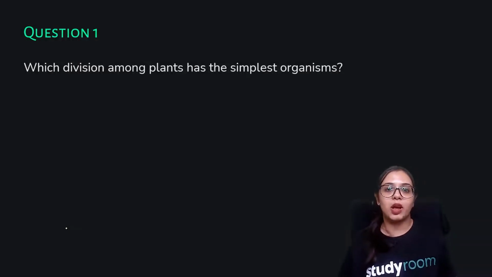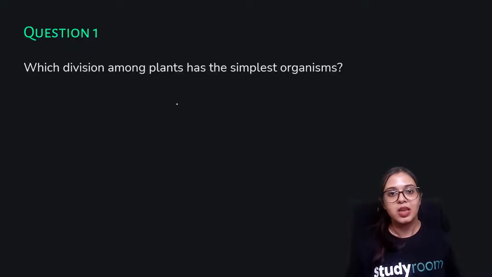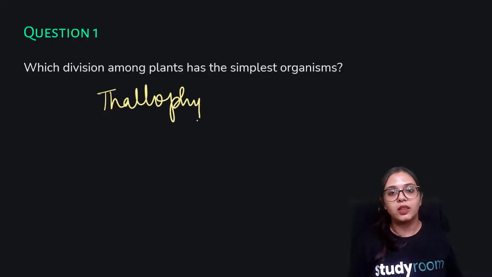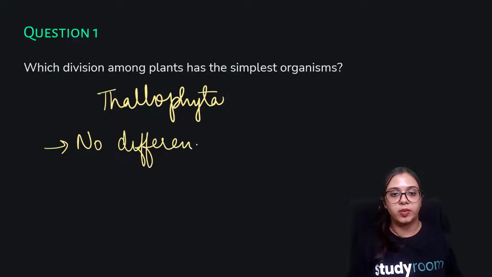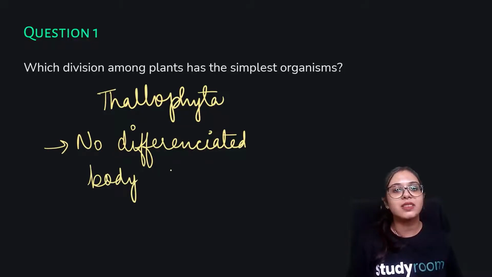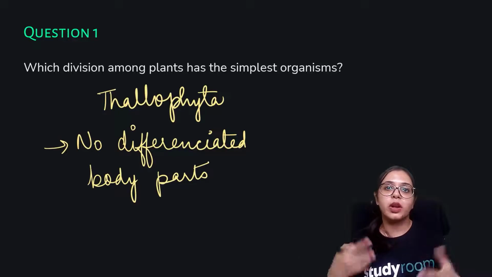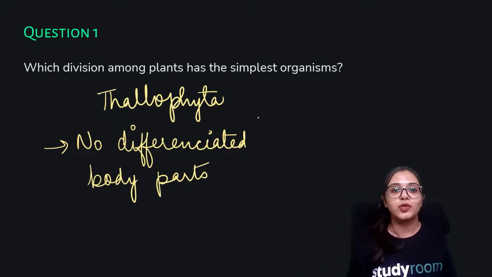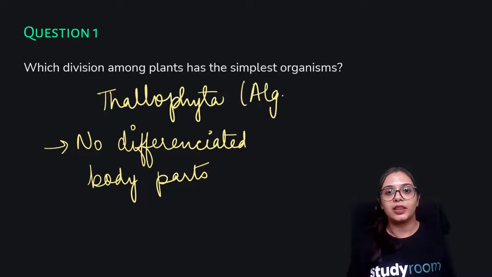Which division among plants has the simplest organs? If you can recall, Thallophyta are those plants that do not have any differentiated body parts. So the plant structure that does not have any differentiated body parts would be the simplest. Means there is no further complication, there is no advancement. So this is the simplest organism, Thallophyta, which is commonly known as algae.